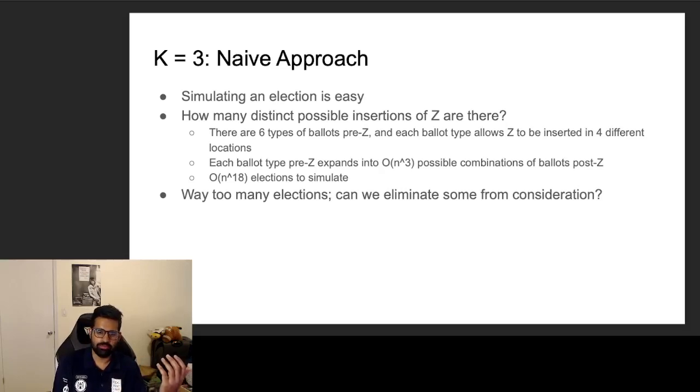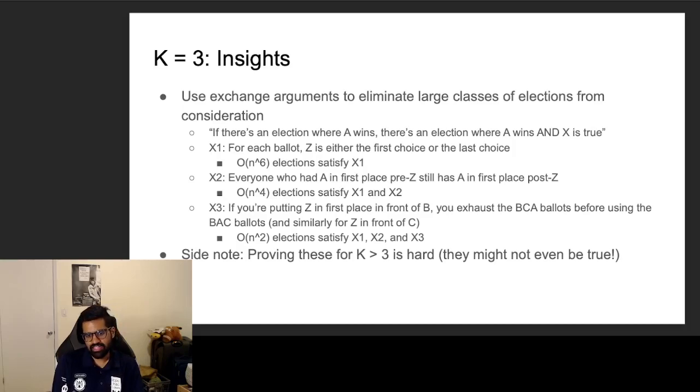However, we can apply some of the same observations we used in the K equals 2 case for the K equals 3 case and bring down this runtime considerably. The first observation is that for every ballot, either Z is at the beginning, where it spoils that ballot, or it's at the end. We never actually want to insert Z in the middle. Another observation is that if A is already winning the ballot, we don't want to spoil the ballot in favor of candidate C. That only hurts us. These two observations already take us down from n to the 18 to n to the 4, which is a huge time savings, but it's still too slow when we have 1,000 ballots.